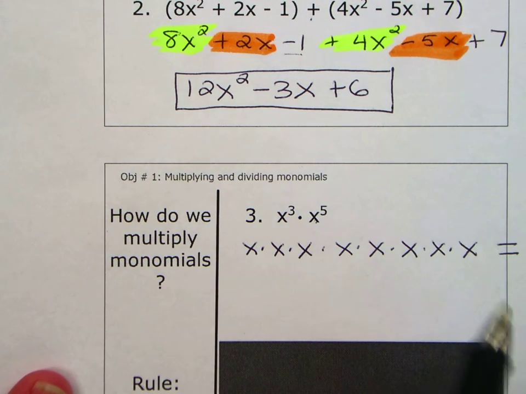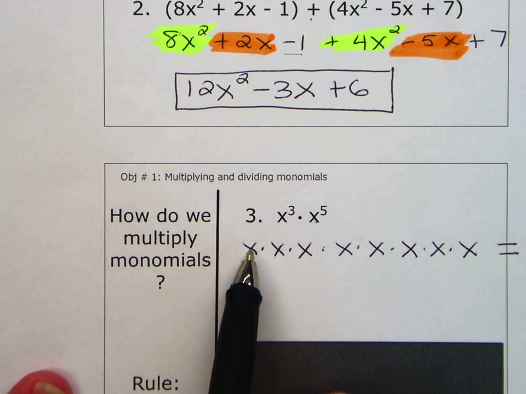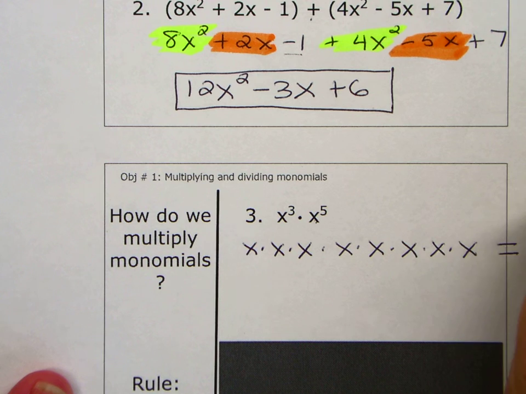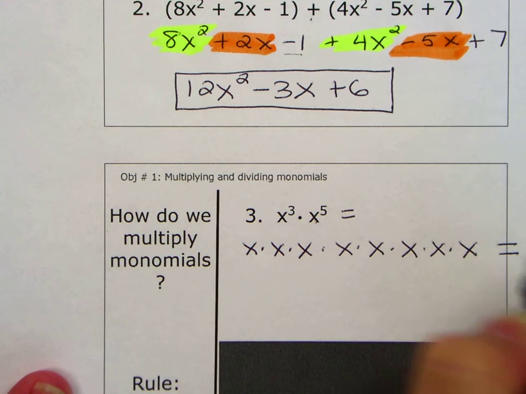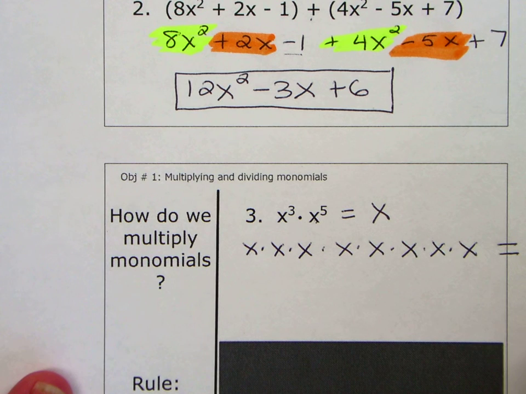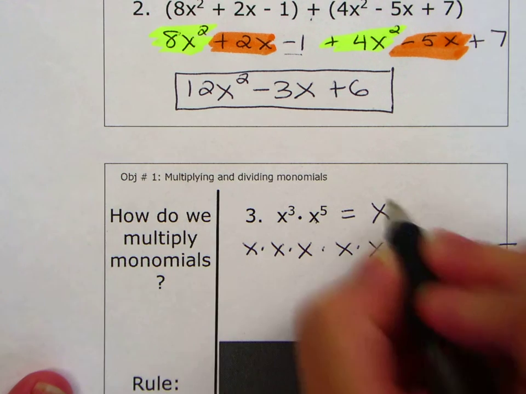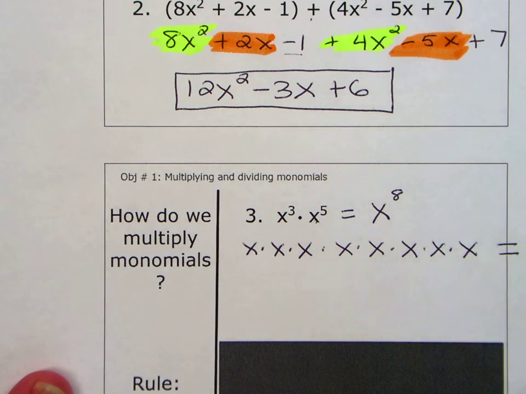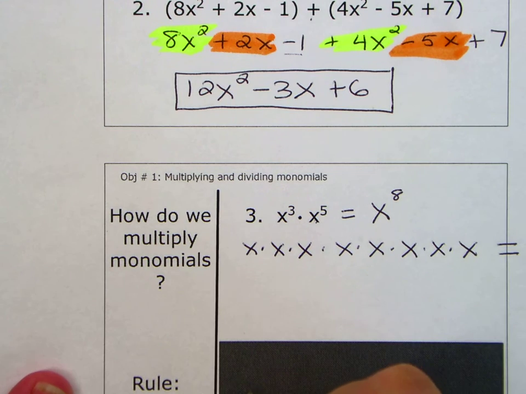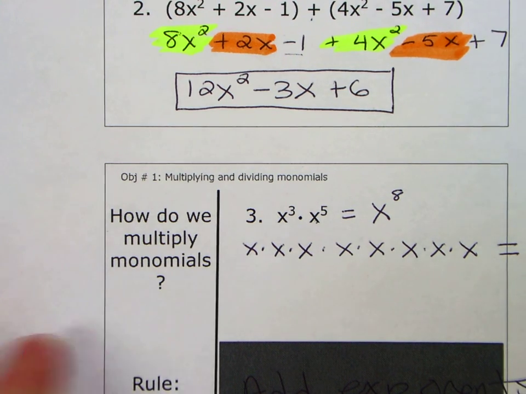So how many x's do we actually have in this problem? 1, 2, 3, 4, 5, 6, 7, 8. X to the eighth. So x to the third times x to the fifth is x to the eighth. So take a magical guess. What do you think the rule is? 3 and 5 is 8. The rule is you add exponents, all right? You add your exponents.